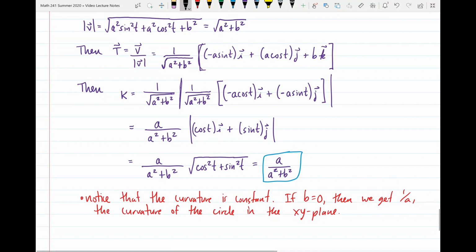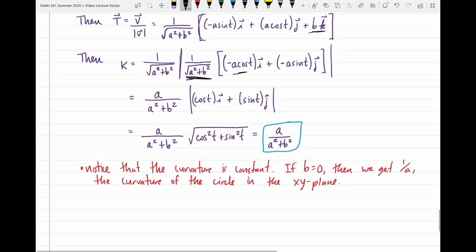So let's take the derivative of the unit tangent vector with respect to t. 1 over the square root of a squared plus b squared is a constant, so we can just keep it the same out here. And now we'll take the derivative of the velocity vector, and we get negative a times cosine t i plus negative a times sine t j, and notice that this b k term is going to go to 0 because the derivative of the constant b is equal to 0.